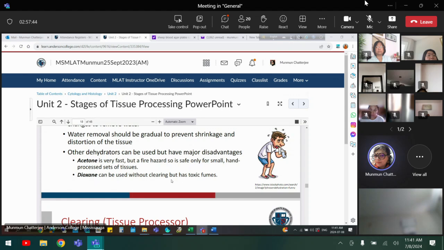Acetone you guys use, right? This one for the nail polish remover, acetone. Yes. Dioxane, I don't like the smell. And the dioxane can be used without clearing but has toxic fumes.